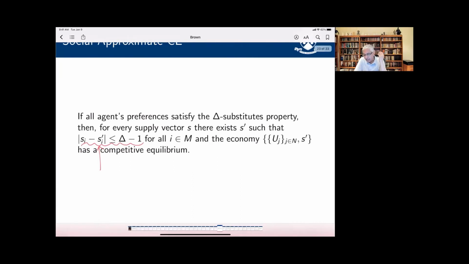I am allocating courses to students. Every course has an upper limit on the number of students who can take it, which is determined by the fire marshal's limit on the number of people that can be in the classroom. So this is certainly true in the US. You go to a classroom, there will be a sign and it will say no more than 50 people in the classroom.